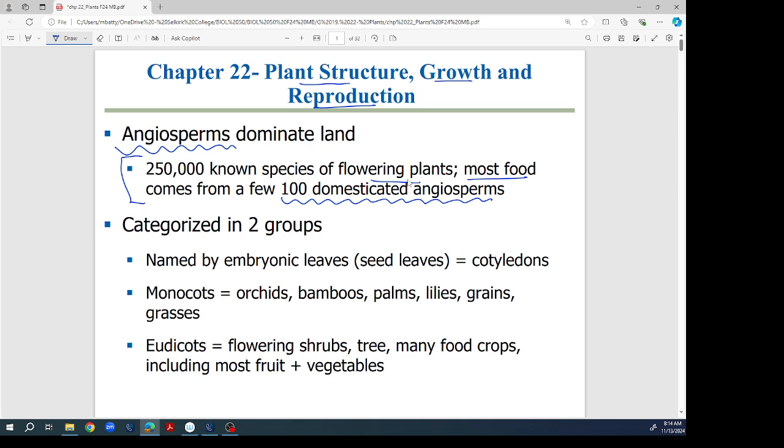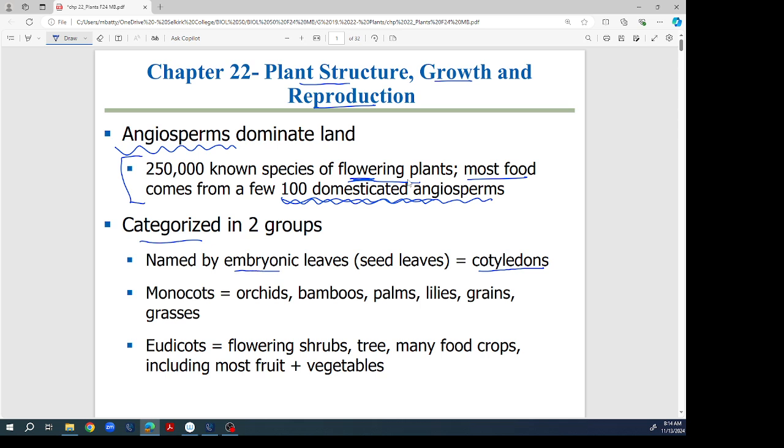If you can't come up with the flower or the seed or the fruit, it's probably just not as flashy as, say, an apple tree and those domesticated angiosperms. So they are grouped, of course they are, biology loves grouping things, by the number of the cotyledons. And cotyledons are the seed leaves, the nutrient sources for that developing embryo.